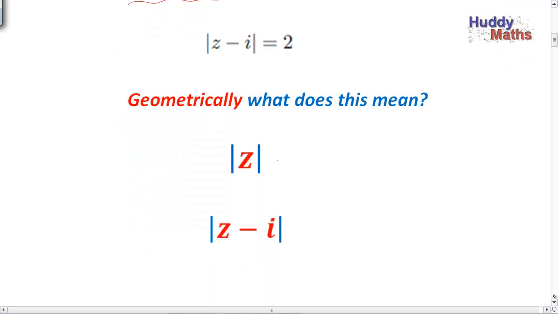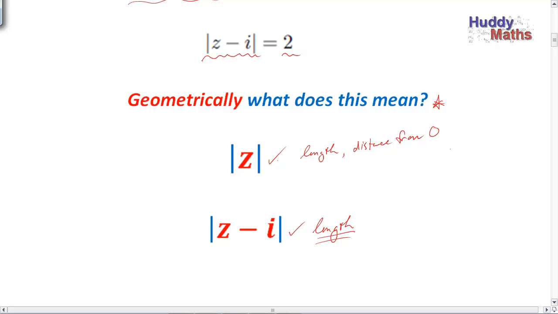And this is what I've got for you. So if we said the size of Z take I was 2, geometrically, what does that mean in geometry? Well, let's pull it apart. First of all, what's the size of Z? Well, that's its length, or if you're starting from the origin, the distance from O. Okay, so what is the length of Z take I? Well, it is its length.